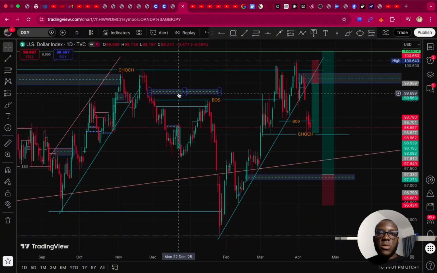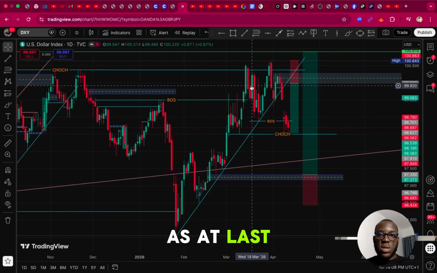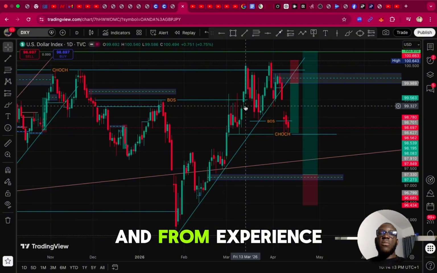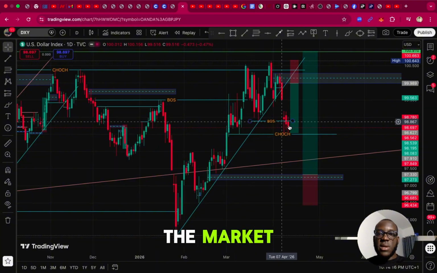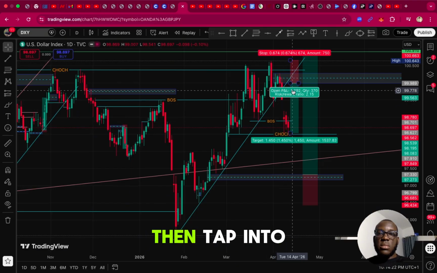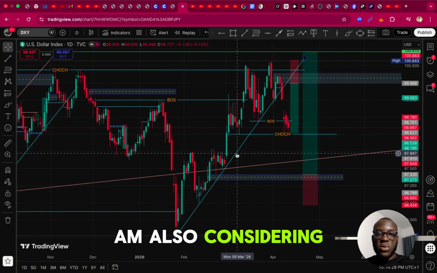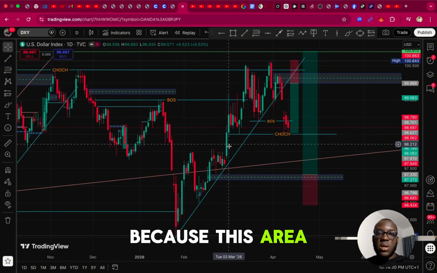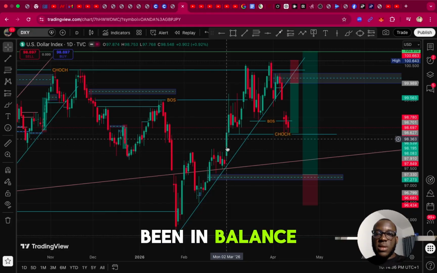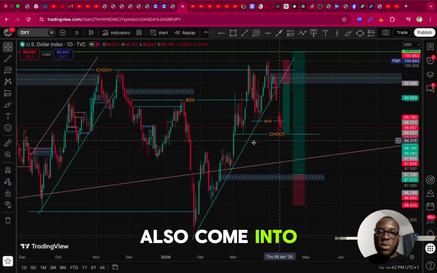So right now, there are many things that we are looking at in the dollar index. As last week, the market actually gave us a gap, and from experience, I feel that the market would want to go back to cover the gap, then tap into this area, then drop. But there are other things I am also considering, because this area has been like this for some time. The market has been imbalanced in this area, and I'm expecting the market to also come into the area.